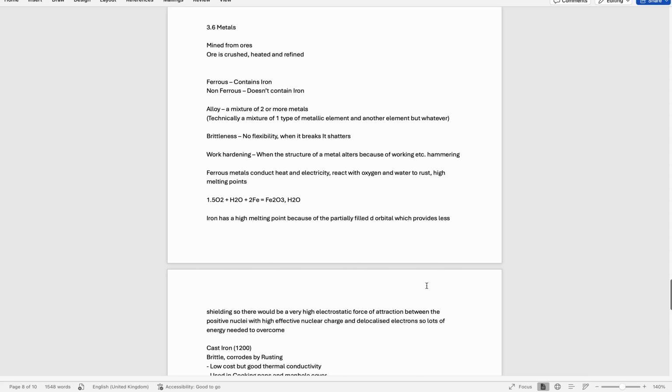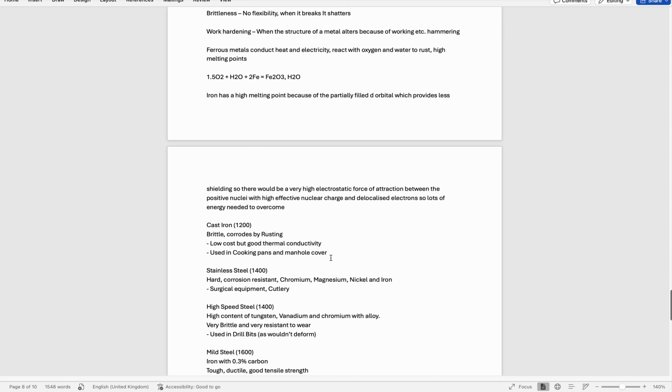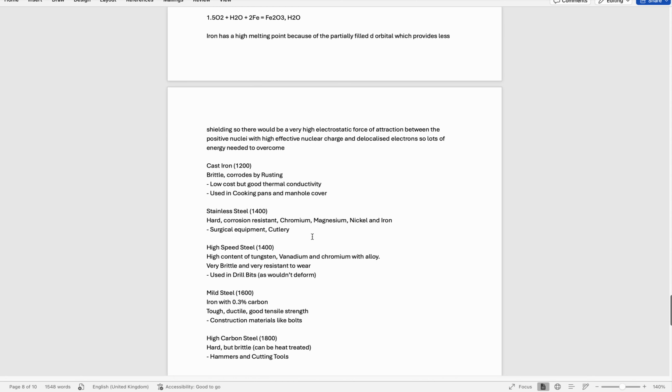The equation is shown below, and it has a high melting point because the partially filled d orbitals provide less shielding, so that would be a higher net positive charge of the nuclei to the delocalized electrons, so there would be a stronger electrostatic force of attraction to overcome. So we can see that ferrous metals have a higher melting point for that reason.